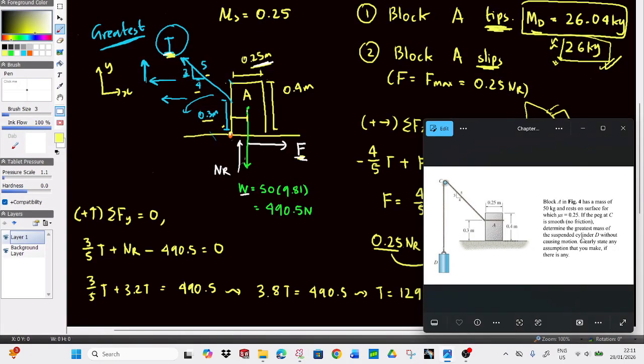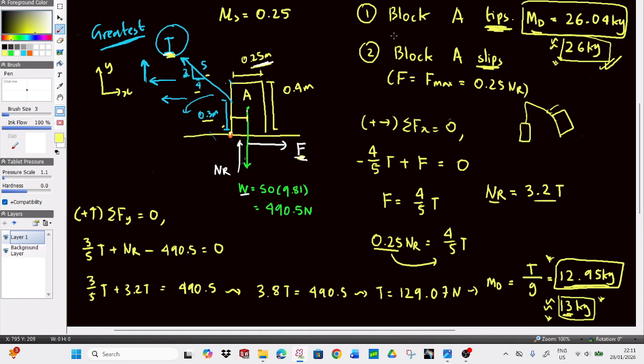But actually, this brings a very important question. What is the greatest mass of suspended cylinder D without causing motion? Actually, no, hold up. There's a problem. I just realized. It will be this. Why am I saying this? You might think 26 kilograms might be the answer. But here's the problem: all you need is 13 kilograms for the block to not move. Logically, 13 kilograms is what you need for the block not to move.